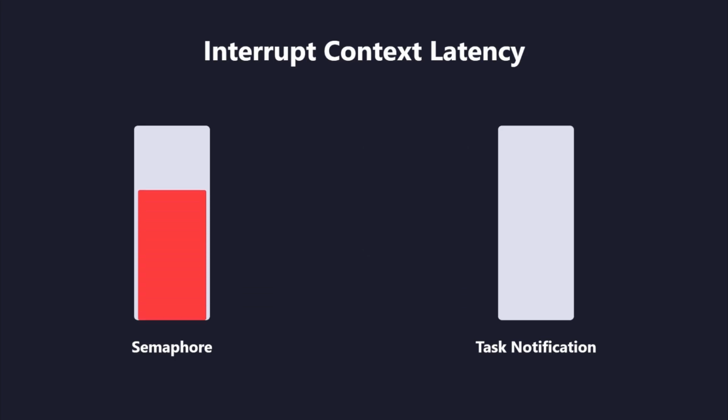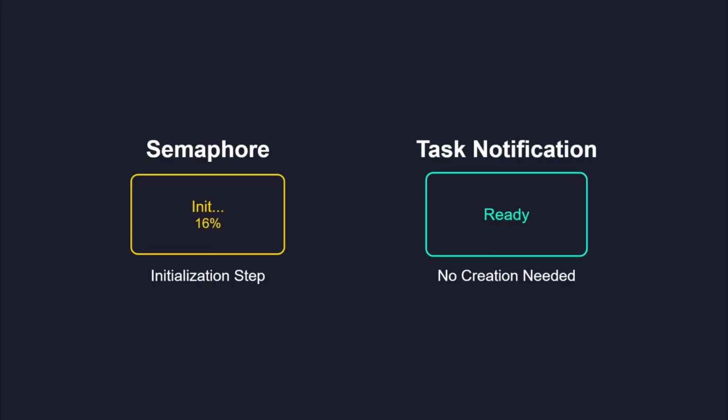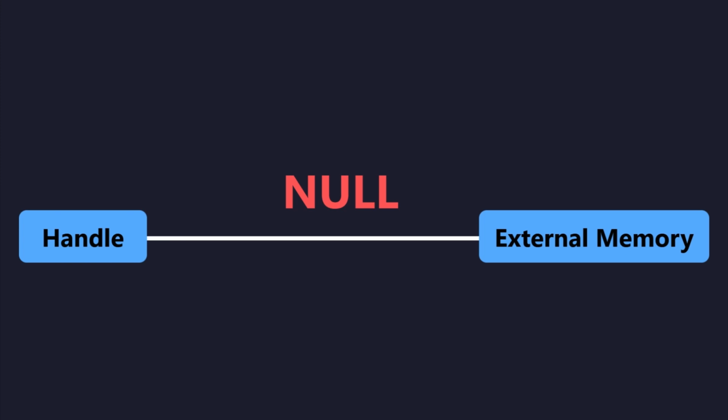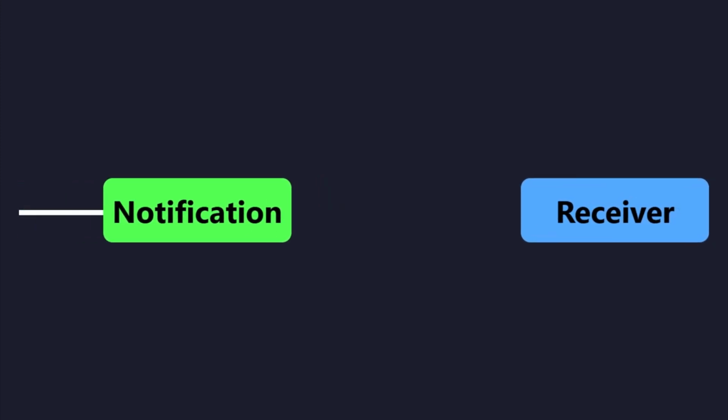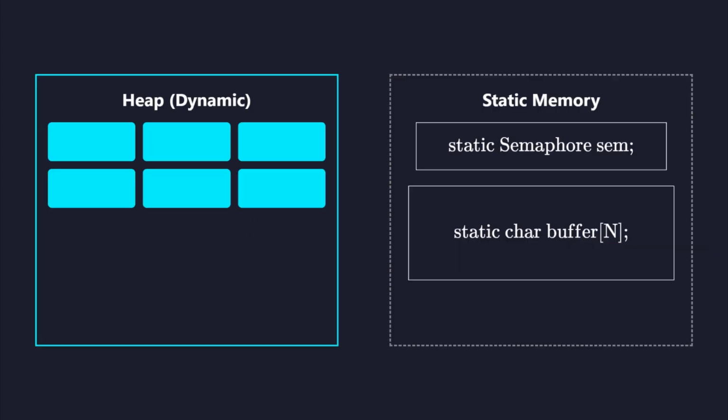Using task notifications instead of semaphores within high-frequency interrupts can reduce the total time the processor spends inside the interrupt context. Semaphores must be created before use, usually during initialization. Task notifications are always available, eliminating the need for a creation step. Because notifications do not use handles that point to external memory, you avoid the common bug of signaling a null semaphore handle.